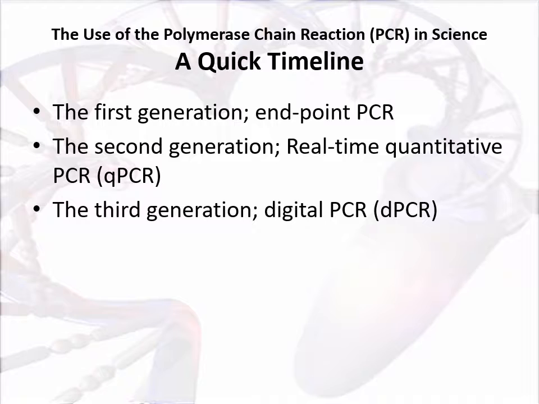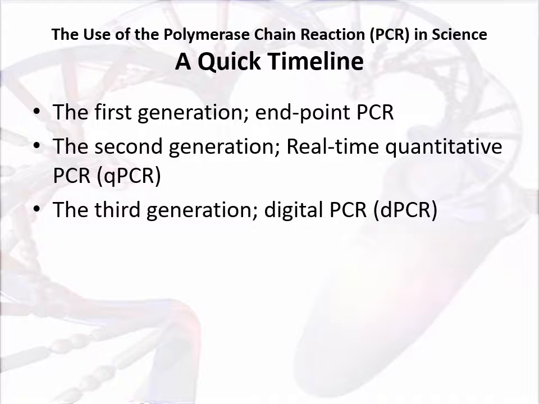The second generation of the polymerase chain reaction was real-time quantitative PCR, or qPCR, which was developed in 1992. It uses fluorescent-based probes or dyes and enables target amplification and quantitative detection. However, it isn't able to provide an absolute result and is highly dependent on operator skills.